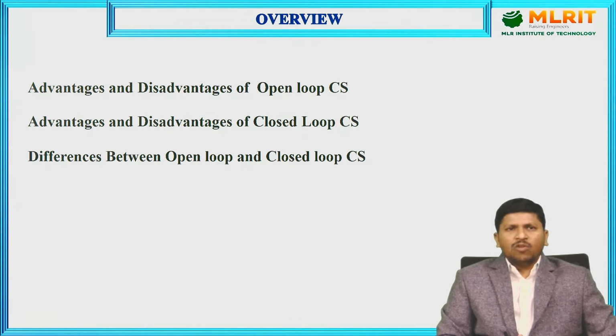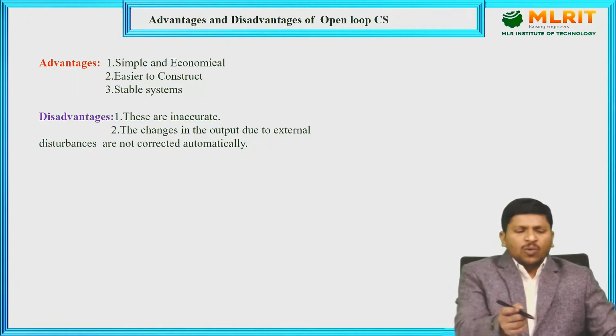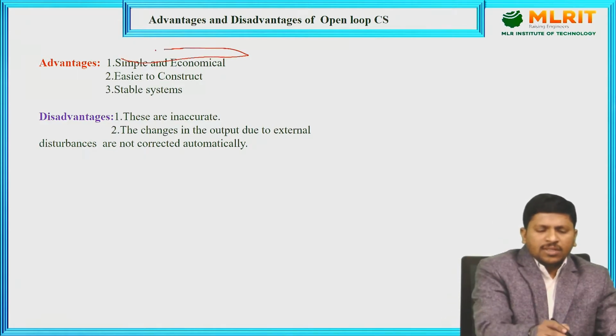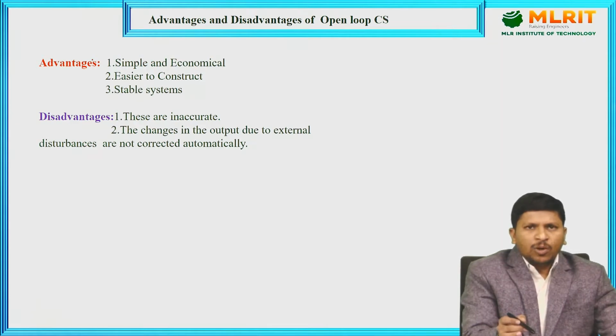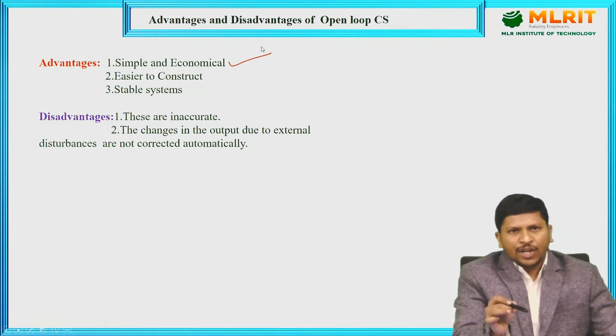Now let us move on to the advantages and disadvantages of open loop control system. Observe that open loop control systems are simple and economical. These are the advantages of open loop control systems. The first one is simple and economical.